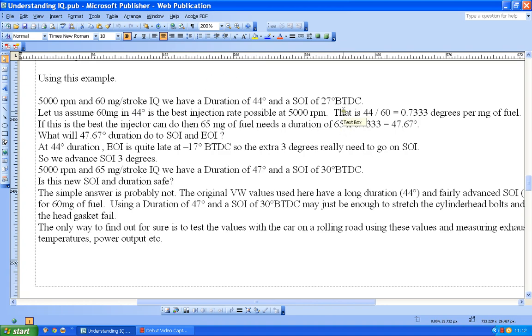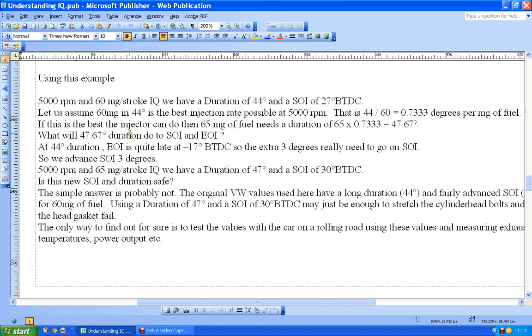So let's say to ourselves, okay, we've got 44 degrees and 60 milligrams. That means that if we divide the two, 44 divided by 60, we get 0.73, I'll ignore the rest, 0.73 degrees per milligram of fuel. So I need 0.73 degrees to inject a milligram of fuel.